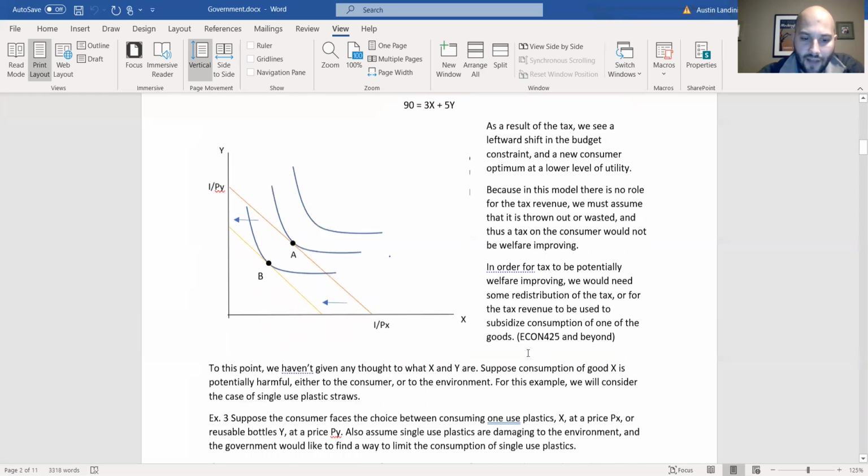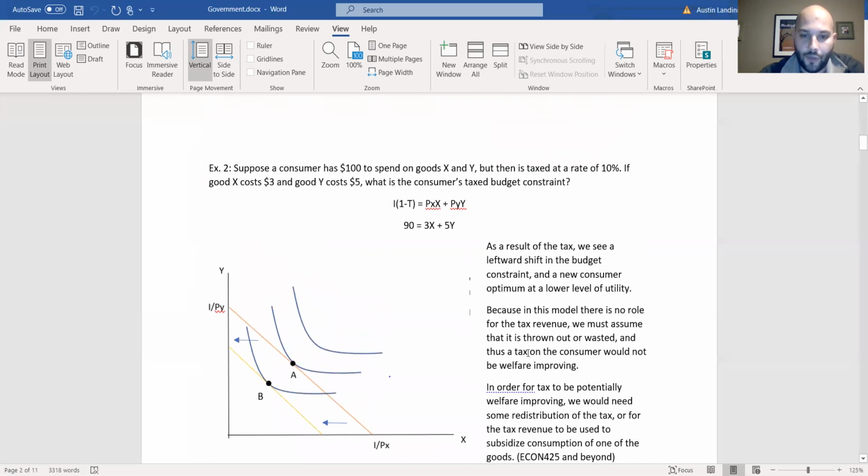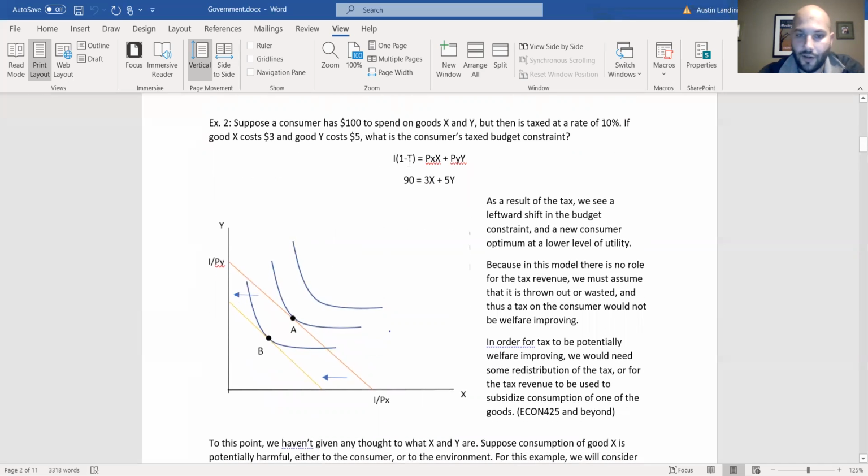All right, just in general, we don't have any sort of redistribution here, but we could have the government collect some amount of tax and then redistribute it back lump sum. So you get this term plus G. Or we could use it to subsidize one of the products. That would result in a price decrease if we were subsidizing X, right? You pay this tax, but then you only pay PX minus S, the amount of the subsidy.